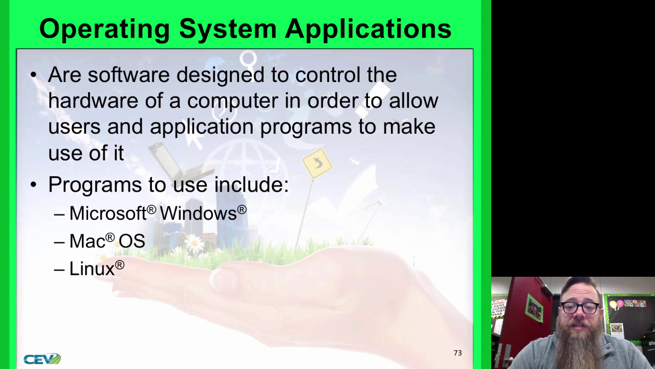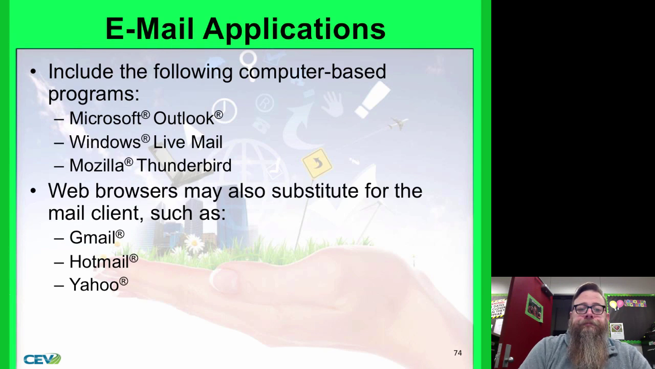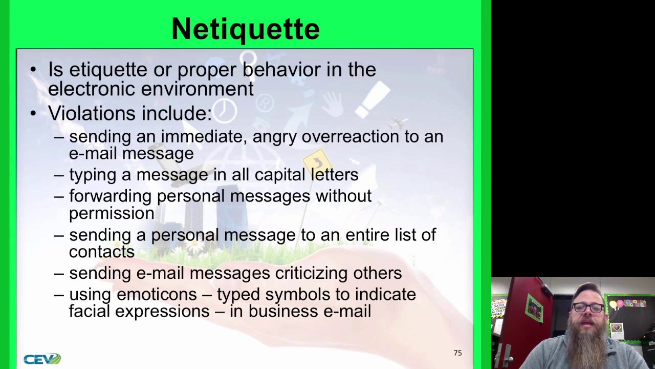Another thing that you might see frequently are operating systems applications. These are software designed to control the hardware of a computer in order to allow users and application programs to make use of it. And some of the programs that you might see are Microsoft Windows, Mac OS, and Linux. Now, email applications include the following computer-based programs: Microsoft Outlook, Windows Live Mail, and Mozilla Thunderbird. And a lot of companies are moving to more web browsers that may substitute for the mail clients, such as Gmail, Hotmail, and Yahoo.